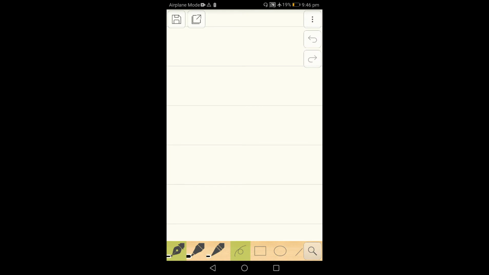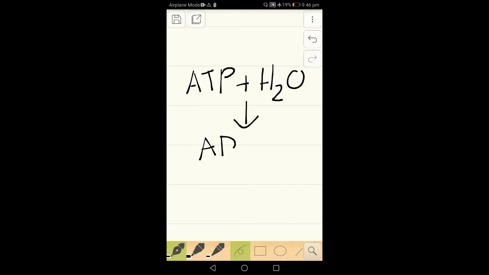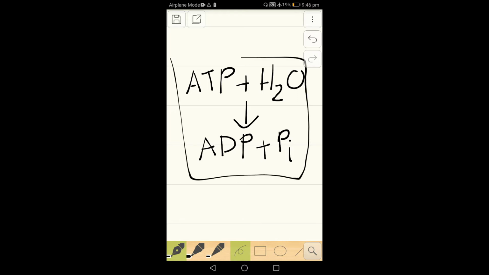What actually happens in this case is that ATP reacts with water to form ADP plus phosphate, or inorganic phosphate, or Pi. Okay, so now let's look at what is actually going on inside these reactions and why it is releasing energy. Okay, now let's go.